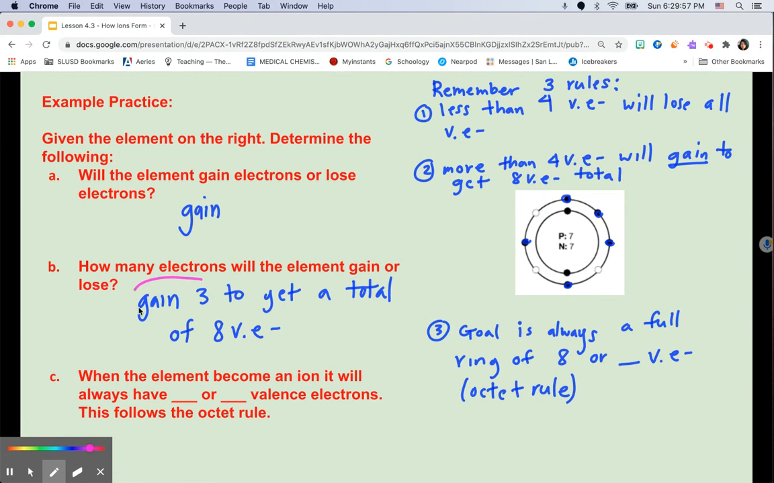So just so you see clearly, the 3 come from here. That's where they're going to go. Right? When the element becomes an ion, it will always have how many electrons? Well, once it gains those 3, it will have 8 valence electrons. And again, we'll talk about the exception later on. This follows the octet rule. Octets, right? Like octopus, a creature with 8 legs, or octagon, a shape with 8 sides. Oct meaning 8.